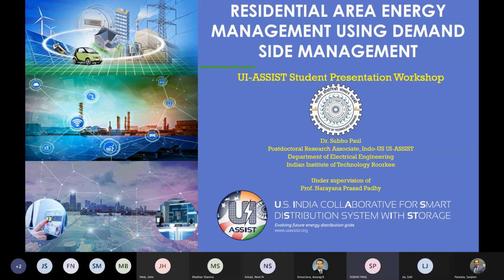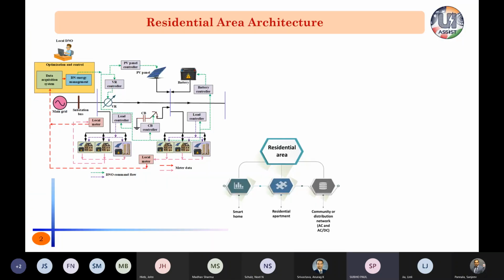So, continuing from my previous talk, this talk is mainly on residential area energy management using demand side management. If we look at the architecture of a residential area, it is a large distribution network consisting of capacitor banks and voltage regulators, PV panels, batteries, and obviously the residential customers like the smart homes. We can also talk about individual homes and multi-storied buildings, which are quite popular in urban areas now.